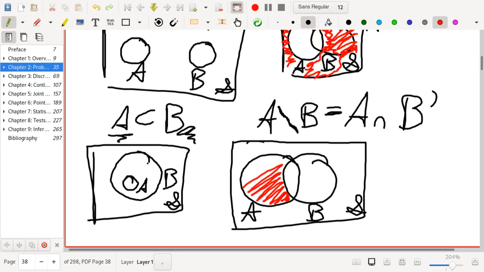So you kind of subtract out the set B. It's as if you had these pieces of paper: the B piece of paper on top of the A piece of paper, and then you cut out the part of the A piece of paper that's in the B piece of paper.